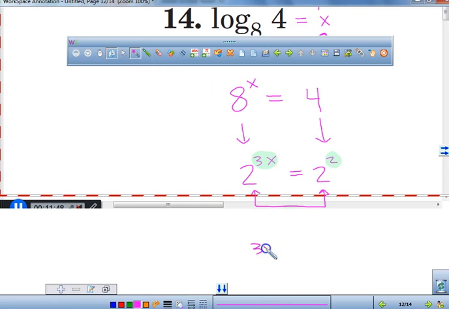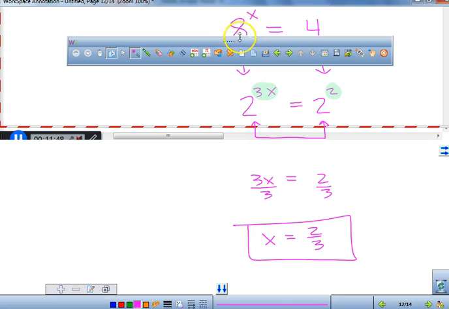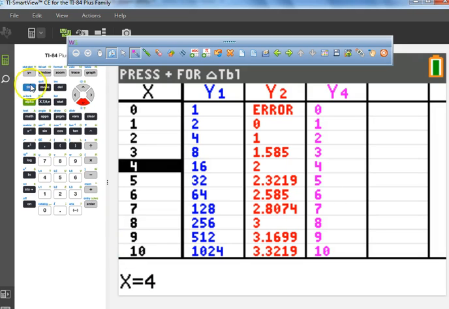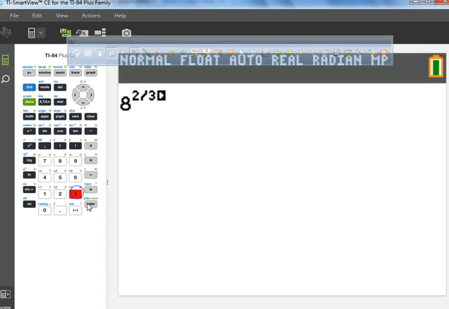We can set what? 3x equal to the number 2, and then divide both sides by 3. So what do we finally evaluate this to become? What was our x value in this case? 2/3. Wait a second. Are you telling me that 8 to the power of 2/3 is 4? No way. Let's check. 8 to the power of 2 divided by 3. Oh, the suspense.